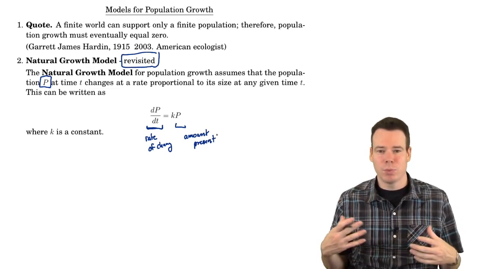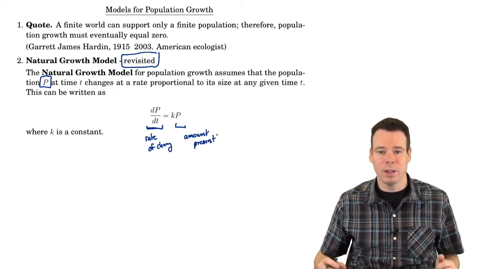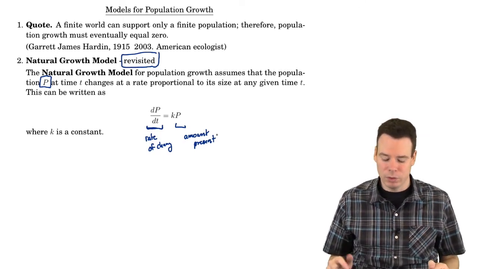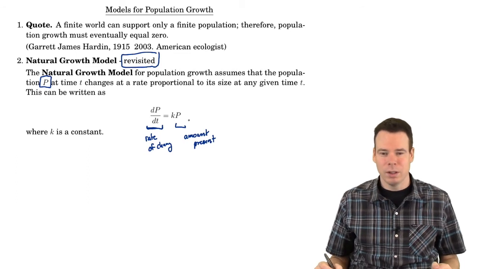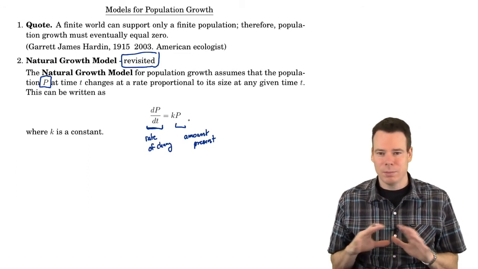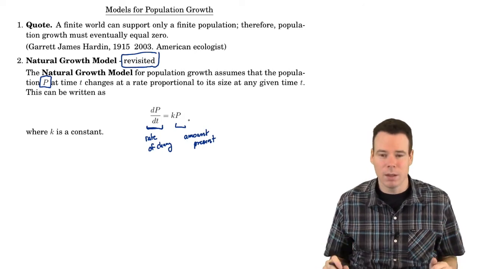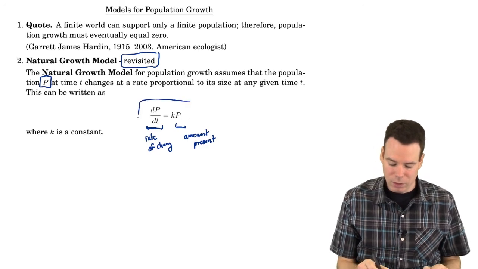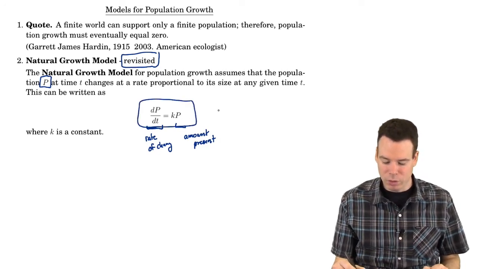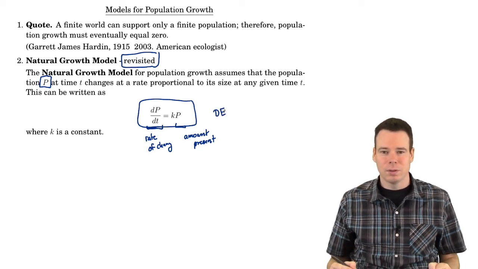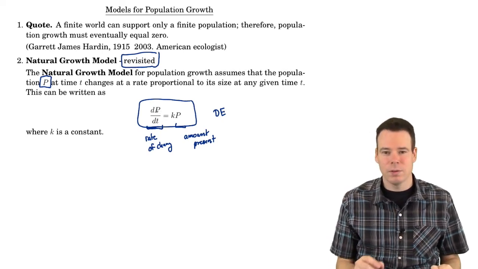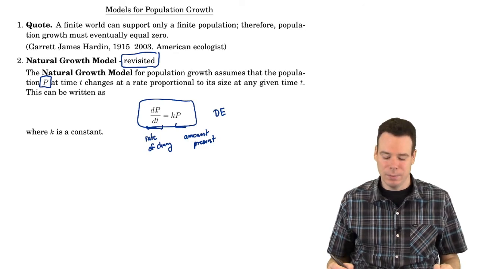So if you have a large population, you expect it to be growing rapidly as well. If you have a small population, you expect the growth rate to be fairly small. So you expect the growth rate to be proportional to the amount present. Now that's just a very simplified model for how we may think that populations change. So now we're staring at a differential equation. This is the natural growth model. It's a differential equation. And our goal is to figure out what is the function that satisfies the equation. What is the function that gives us the population at any time t?